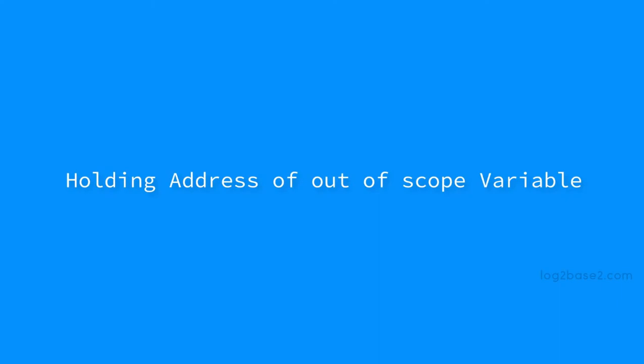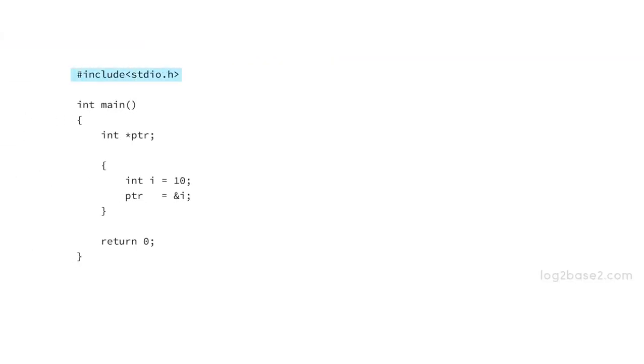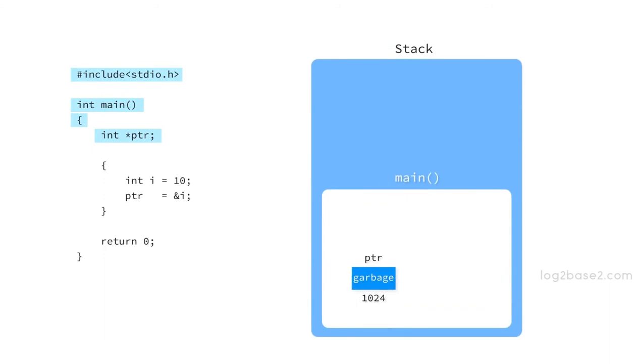First, holding the address of out-of-scope variables. Say this example program: in the main function we create an integer pointer ptr. Suppose it is created at address 1024. Now in a block we create integer variable I and assign the value 10. It is created at address 2024. Now we have ptr equal to ampersand I. So ptr will store the address of I, which is 2024.